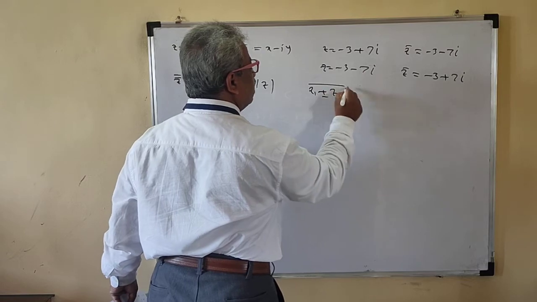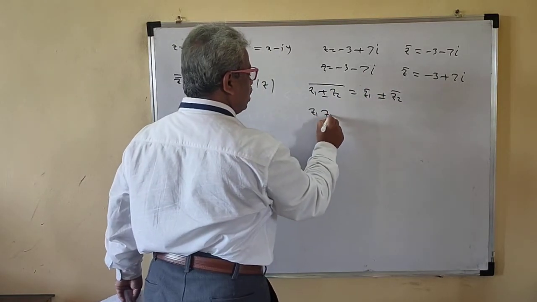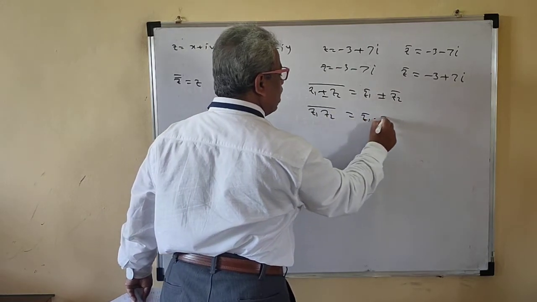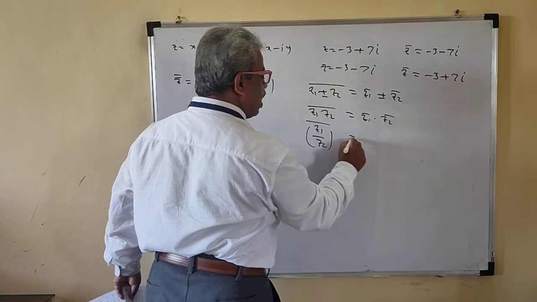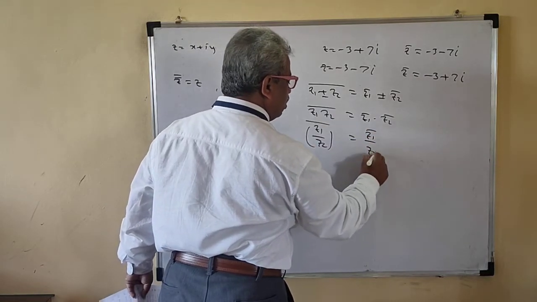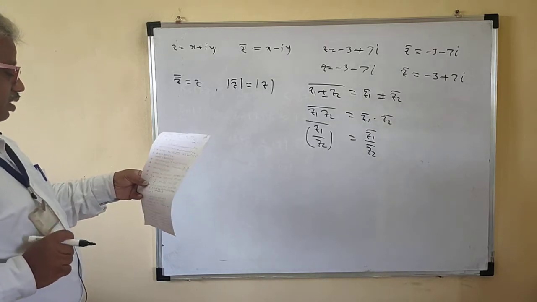Conjugate of Z1 plus or minus Z2 is the same as Z1 bar plus or minus Z2 bar. Z1 Z2 bar is the same as Z1 bar into Z2 bar. Z1 upon Z2 bar is the same as Z1 bar upon Z2 bar. Okay, this is the fundamental.